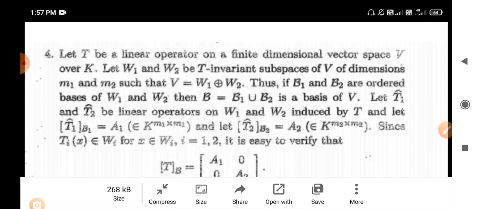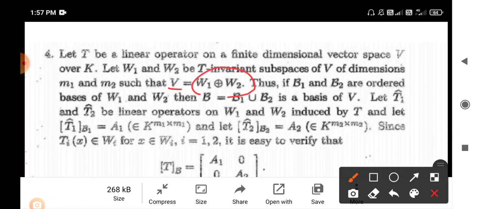Let T be a linear operator on a finite dimensional vector space V over K, and W1 and W2 be T invariant subspaces of V of dimensions M1 and M2, such that the vector space can be written as a direct sum of the subspaces W1 and W2. Therefore, if B1, B2 are the ordered bases of W1 and W2, then the basis B, which is B1 union B2, is a basis of V. Let T1 cap and T2 cap be the linear operators on W1 and W2 induced by T.